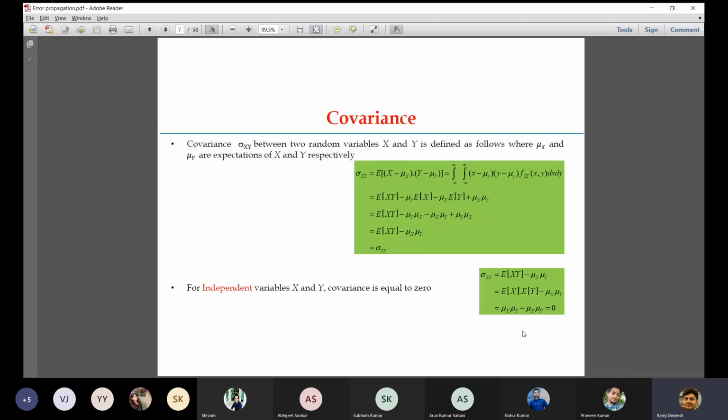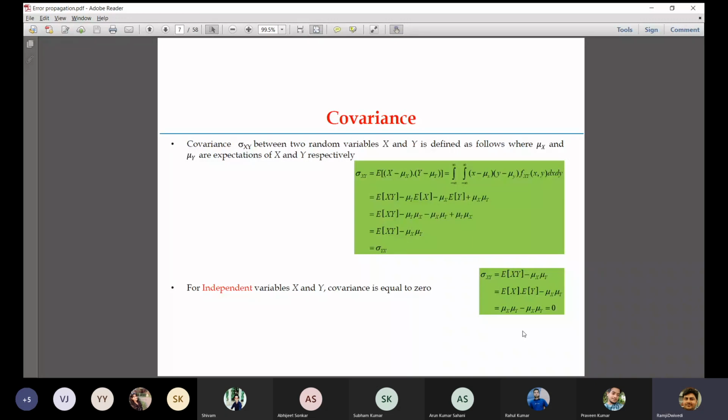Then again, this becomes a function of x, y, mu x, mu y. That it becomes a g of x. So how will you write it? Because it is multivariate, you have both x and mu x and y and mu y. You will have to write it as a double integral. And the moment you write a double integral, the f of x, y should be known to you.